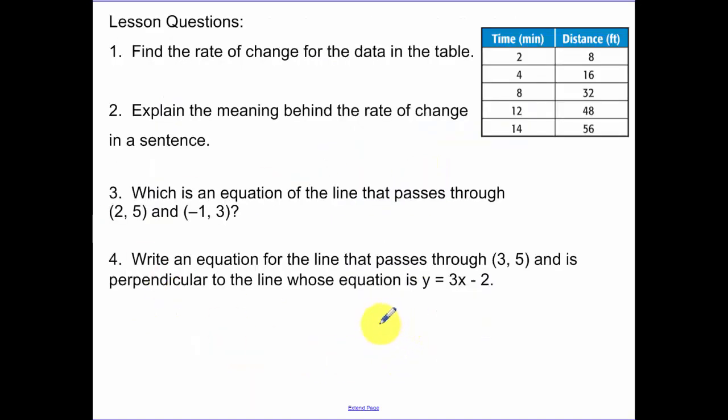Okay, there are your lesson questions for the day. Find the rate of change. Explain the meaning in a sentence. Finding our slope and finding the equation of the line. And make sure that you guys give me improper fractions for your answer. And please make sure that's submitted on time.